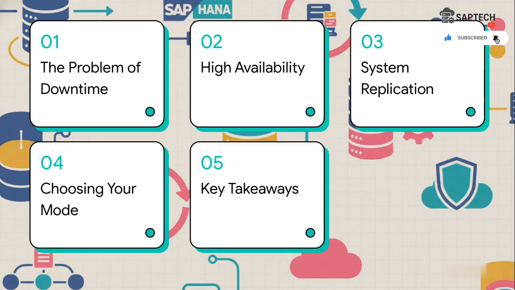All right, here's the game plan. We'll start with the problem itself, downtime. Then we'll talk about the solution, which is high availability, and the engine that powers it, System Replication. And finally, we'll dig into the different modes you have to choose from. And trust me, this is where the really important decisions get made.